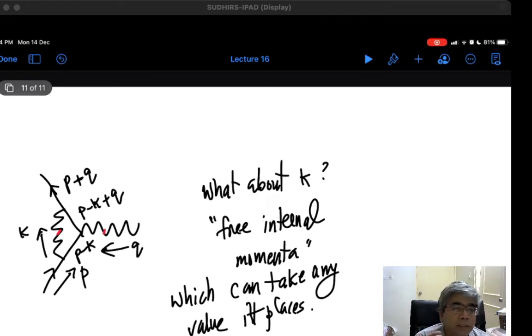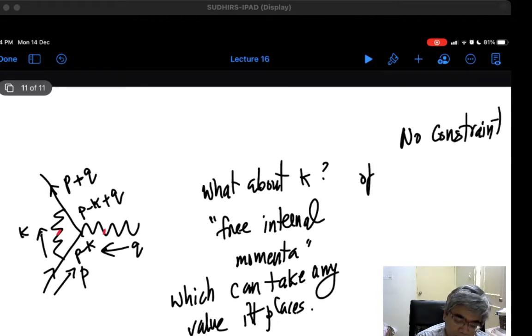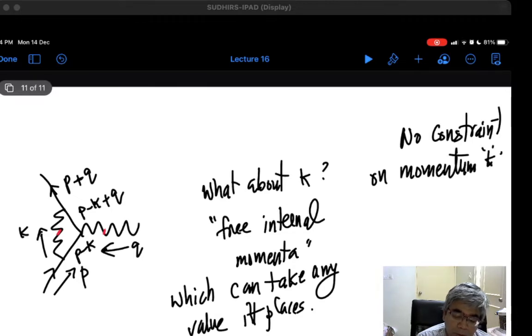And in some cases this leads to divergences. In principle you have to take into consideration that there is no constraint on K, there is absolutely no constraint on the quantum K.